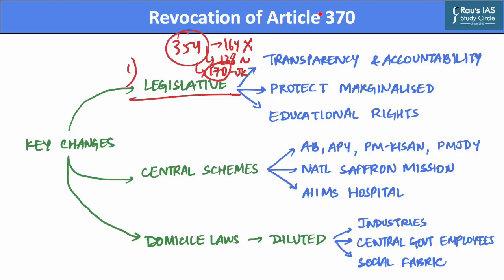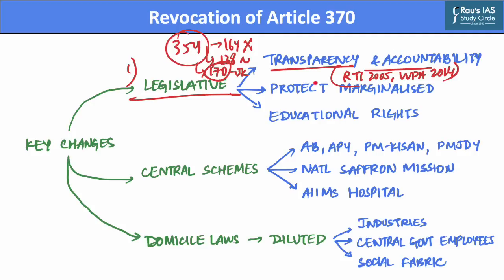Now, several critical legislations that were passed by the Government of India became applicable to the Union Territory of Jammu and Kashmir. For example, laws related to transparency and accountability, such as the RTI Act of 2005 and the Whistleblower Protection Act of 2014, became applicable to Jammu and Kashmir.